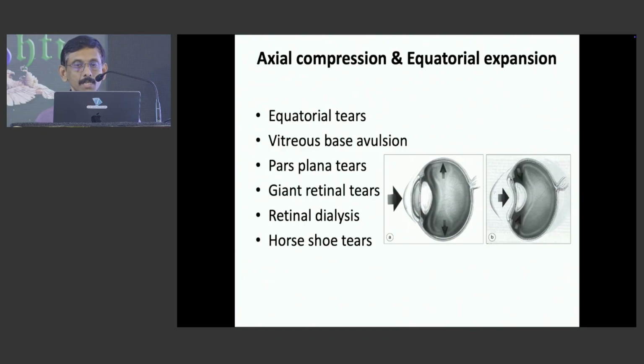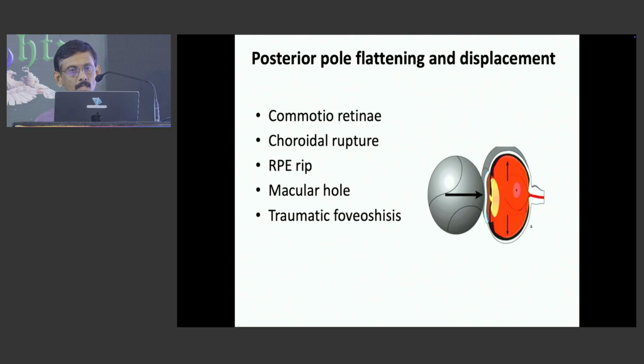This axial compression and equatorial expansion will cause stretch on the peripheral retina at the points of normal adhesion. It also causes stretch at the areas of abnormal adhesion, and there is a differential expansion at the equator due to these stretch forces. These result in equatorial tears, vitreous base avulsion, pars plana tears, giant retinal tears, retinal dialysis, and horseshoe tears. The posterior pole flattening and displacement causes stretch in the posterior pole and anteroposterior contraction, which results in commotio retinae, choroidal rupture, RPE rip, macular hole, and traumatic foveoschisis.